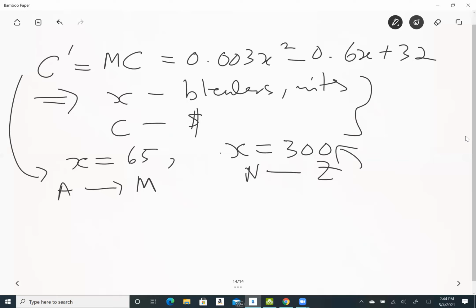That's right. At x at 300, the marginal cost is 122. Okay, anybody who gets the value of the marginal cost at 65? Okay, 122. Is this correct? Anybody who gets a different value? So good, that's correct.